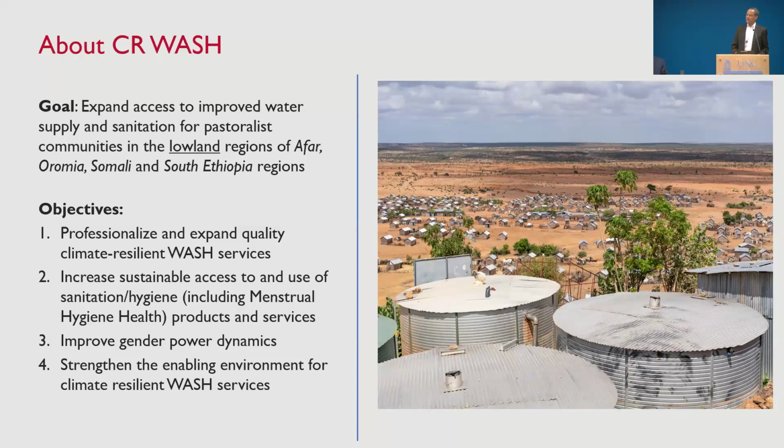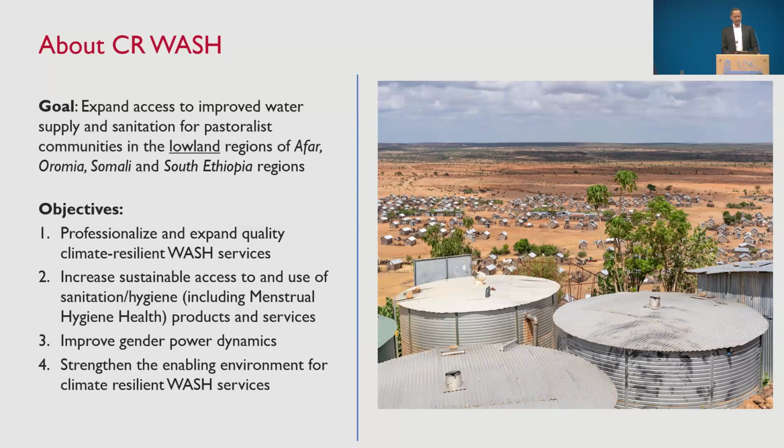Just to talk about the climate resilient WASH, the goal is to expand access to improved water and sanitation services for pastoralist communities in the lowland areas of Afar, Somali, Oromia, and South Ethiopia. This project is planning to reach 825,000 people with access to water and sanitation in these difficult lowland areas. The primary objectives are 4.